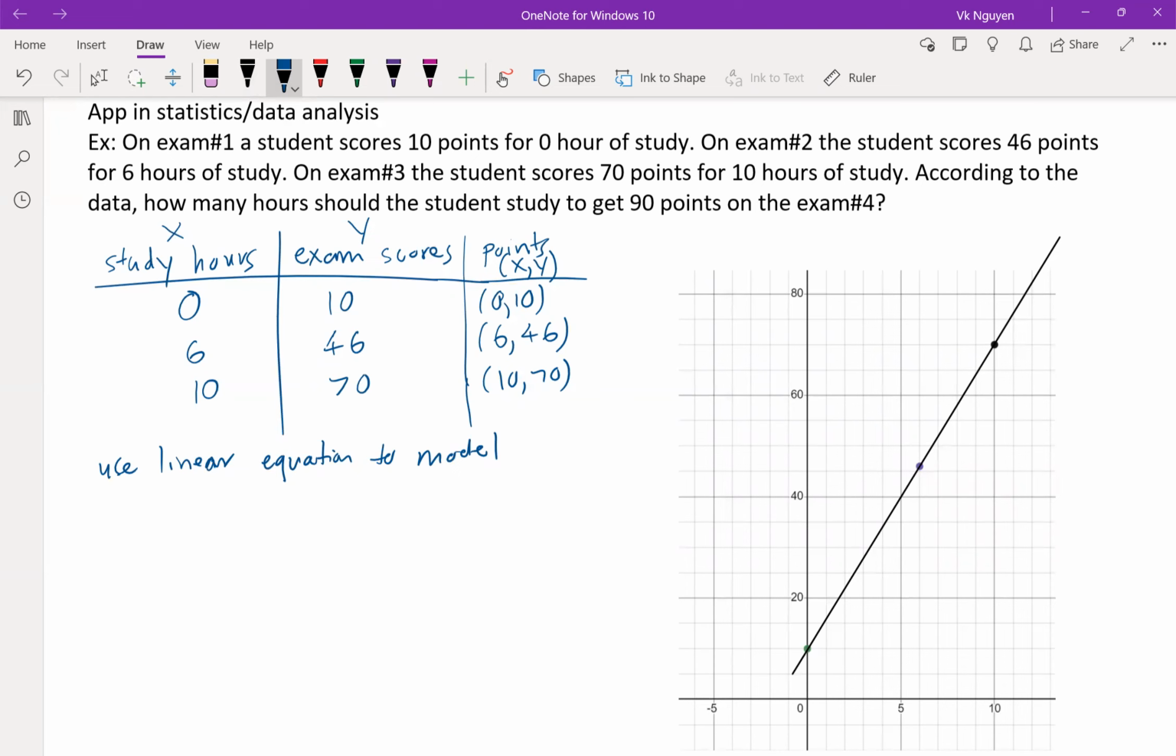Okay. A linear equation is y equals mx plus b. Well, when we take a look at the graph, the y-intercept is right here. b equals 10. And then we can get the slope. Slope is rise over run. So we rise up here.